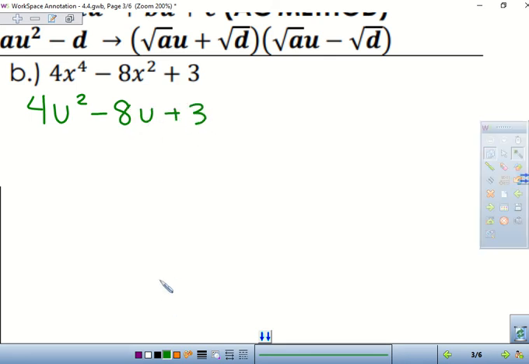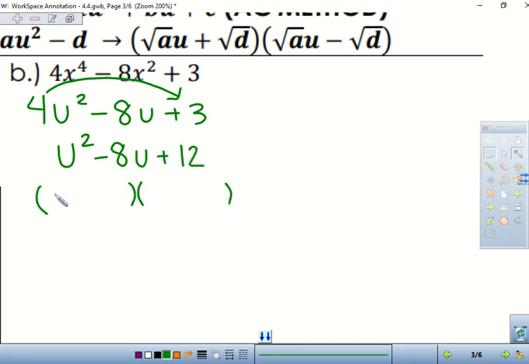And now we're at the point where we can factor this. So of course, we have an a term that isn't 1, so we're going to go ahead and factor it. So I'm going to multiply here. I'm going to get u squared minus 8u plus 12. And then I'm just going to factor. So what are some factors of 12, positive 12, that add up to negative 8? Good, negative 6, negative 2. And then we're going to divide by 4.